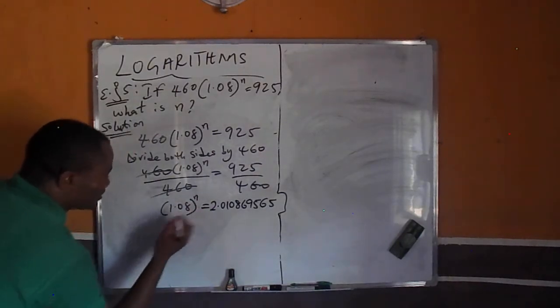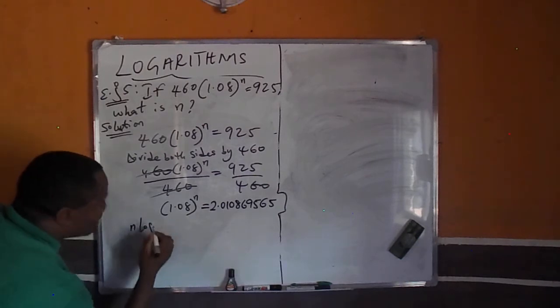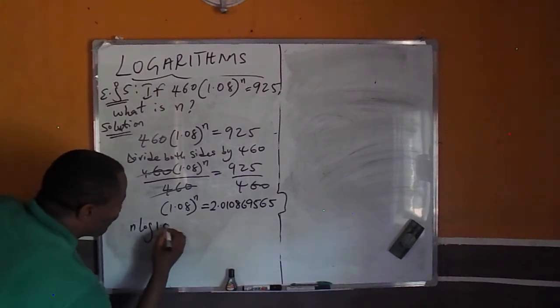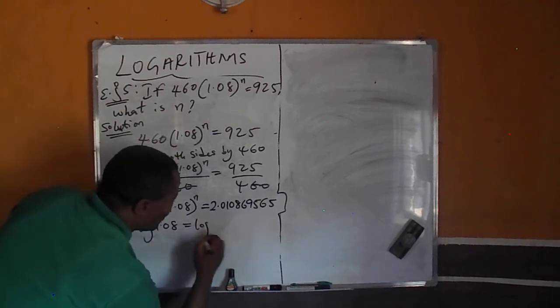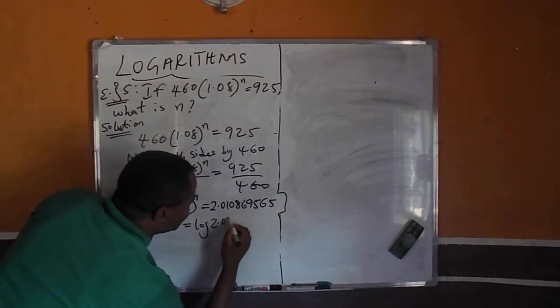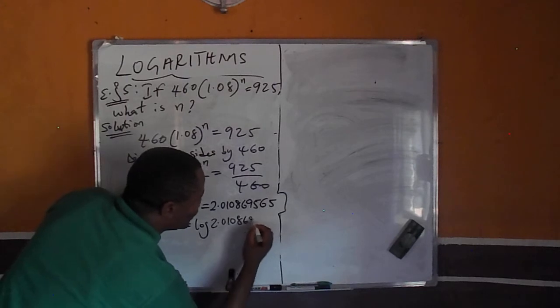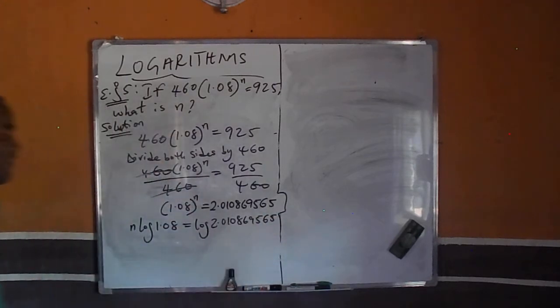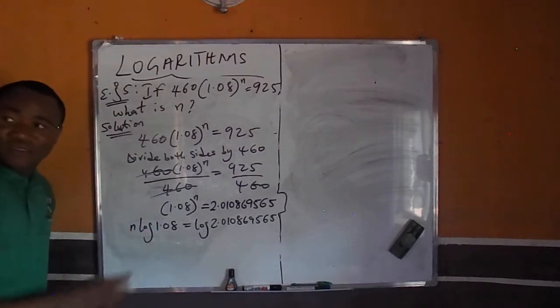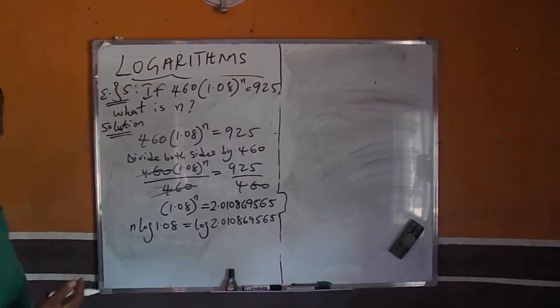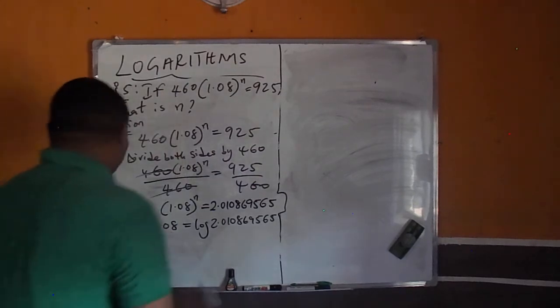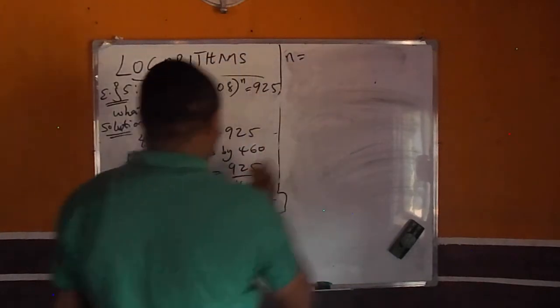This will give us n log 1.08 equals log 2.0108695652. Now, n is here, so we divide both sides by log 1.08. We want to make n the subject of the formula.